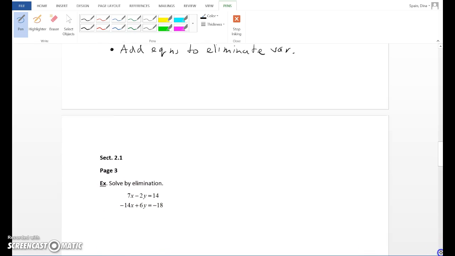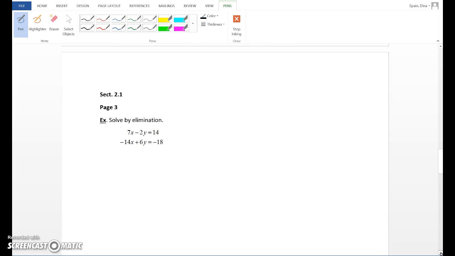Alright, so here's the example on the top of page 3. Watching the time. I should be able to make it through this example, and then I'll have to do another video.